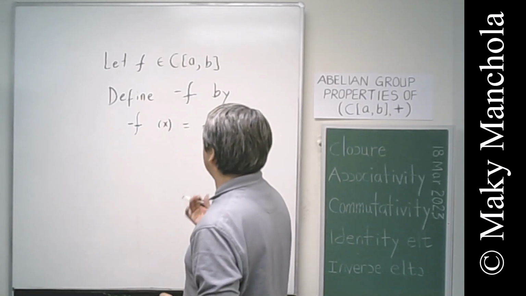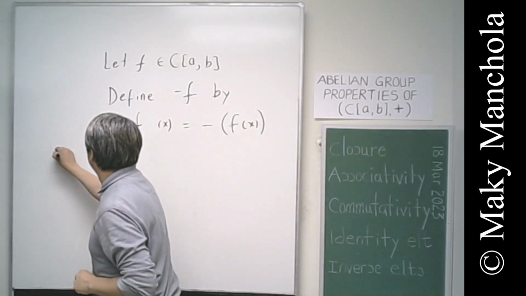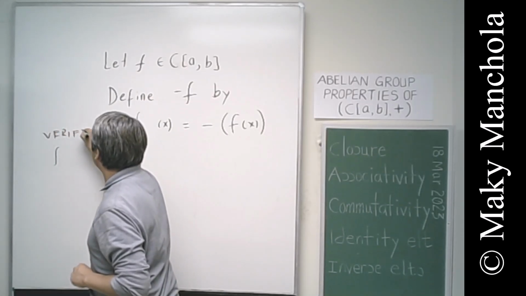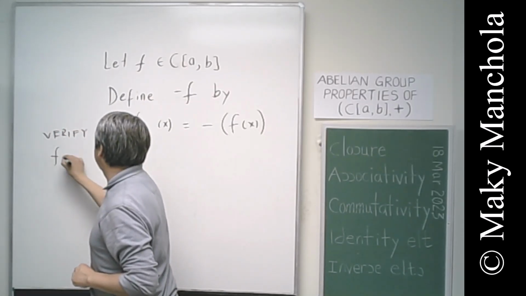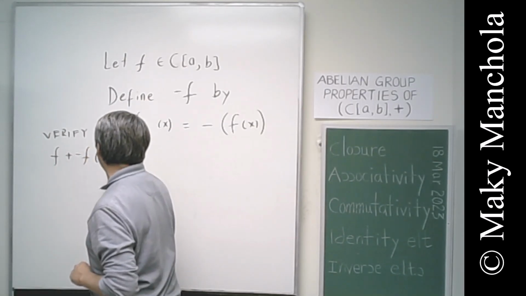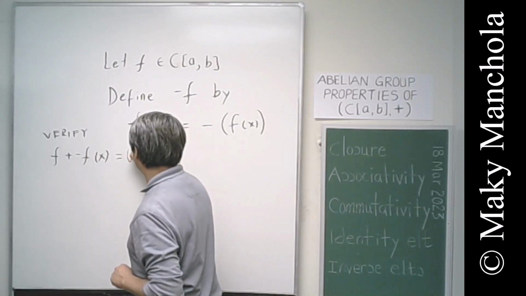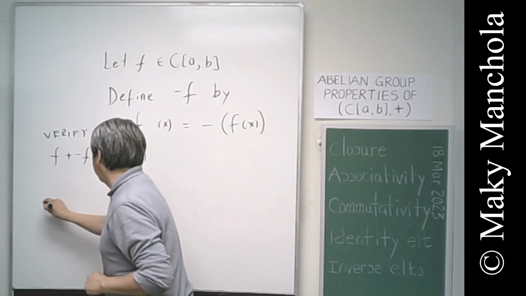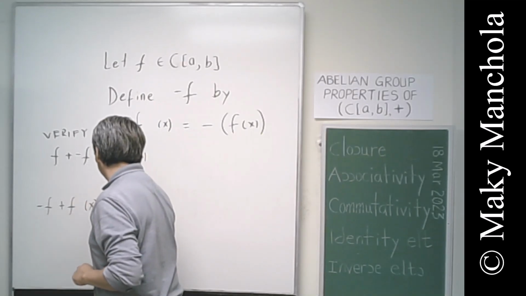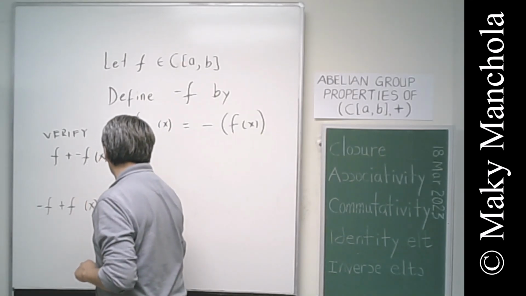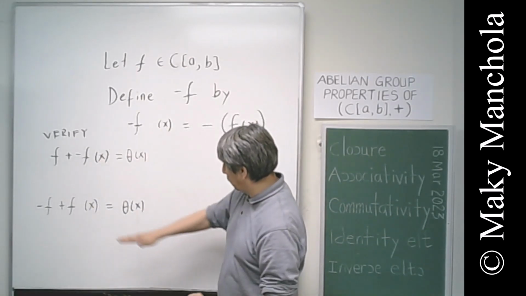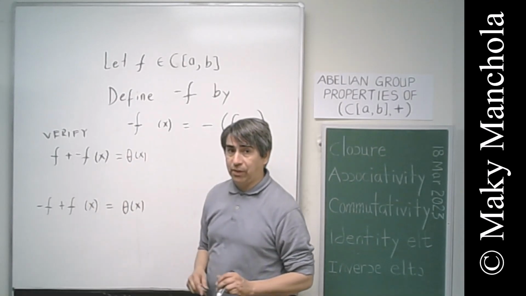So let's do our verification. Let's verify that f plus negative f evaluated at x is the zero function, and that negative f plus f evaluated at x is also the zero function. This time I'm going to verify the second one, and leave the first one as an exercise.